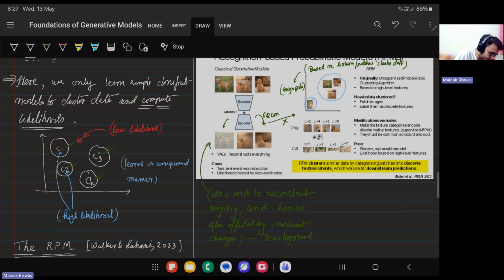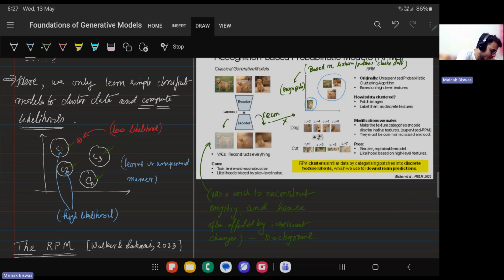Right, and you would know that a point inside these clusters would have high likelihood, whereas this red point, which is away from these clusters, would have low likelihood. This is the overall idea: cluster the data, classification, and once you learn this clustering, you can use it for multiple downstream tasks.